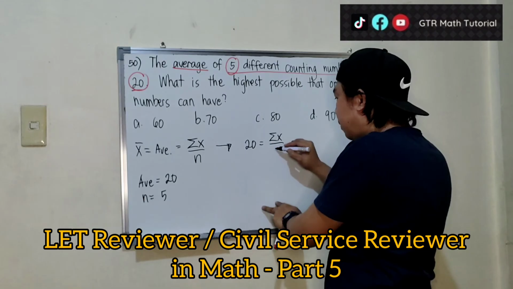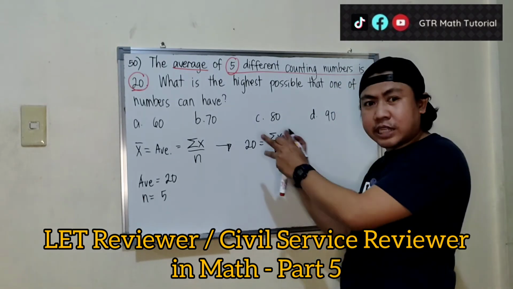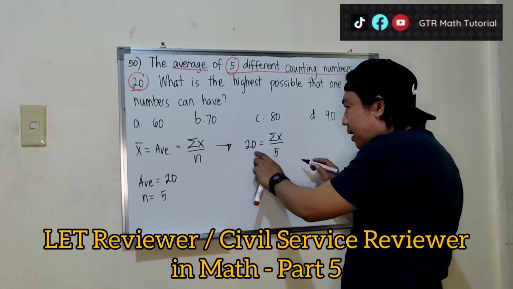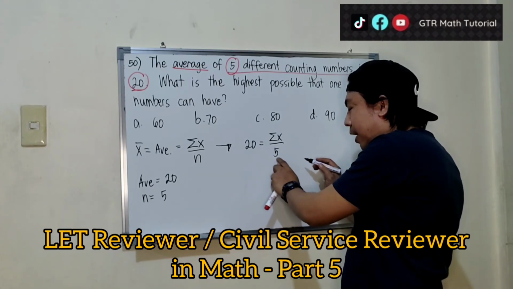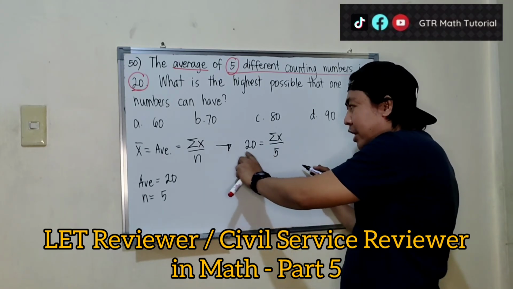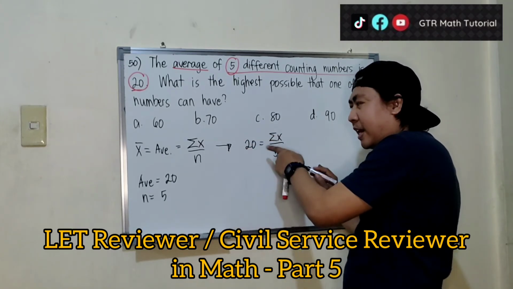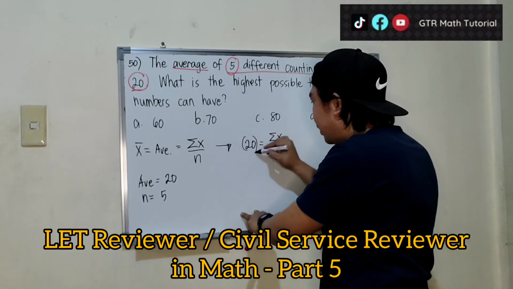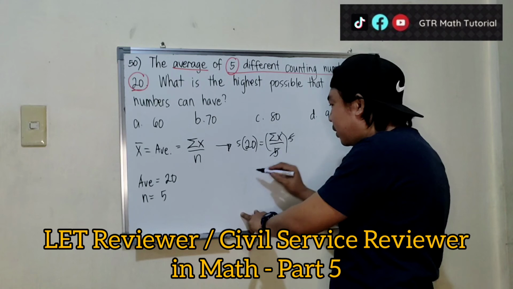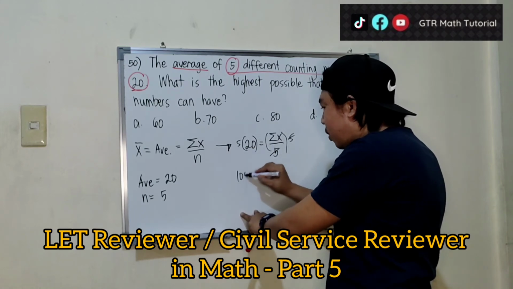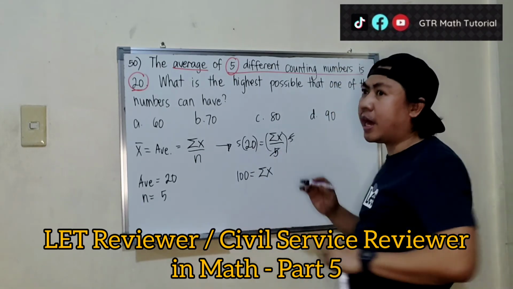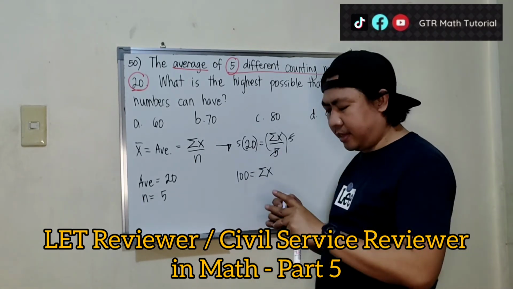Pwede natin makuha yung sum. So, multiply both sides by 5 para mawala yung 5 dito, or cross-multiply, parang dun sa mga ratio and proportion natin, pag over 1, cross-multiply lang natin. So, cancel out na to. Therefore, 5 times 20, 100 equals the summation of x. Ang sum nung 5 numbers ay 100.